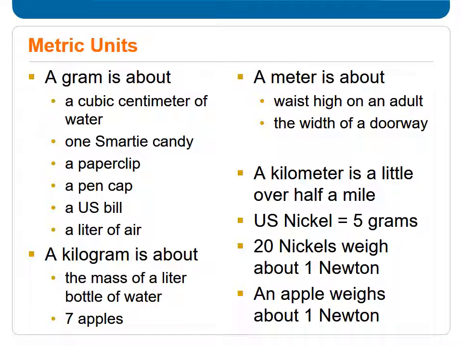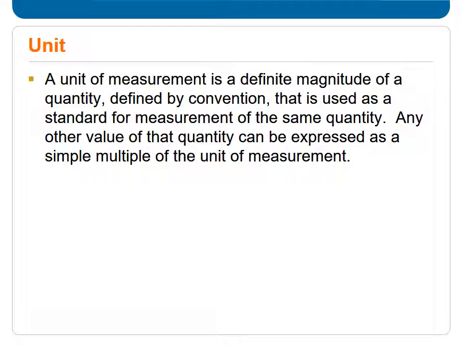A meter is about waist high on a typical adult, and a kilometer is a little over half a mile. One U.S. nickel has 5 grams of mass, and 20 U.S. nickels weigh about 1 Newton, and an apple weighs about 1 Newton. That's convenient, Newton's apple.